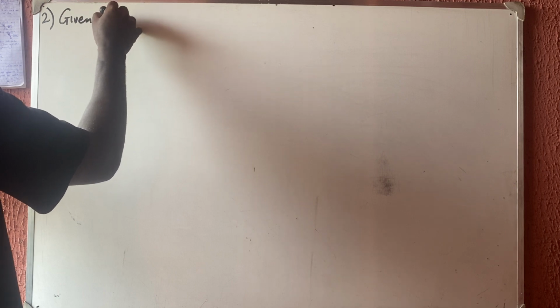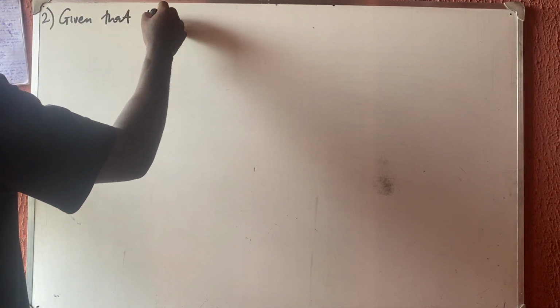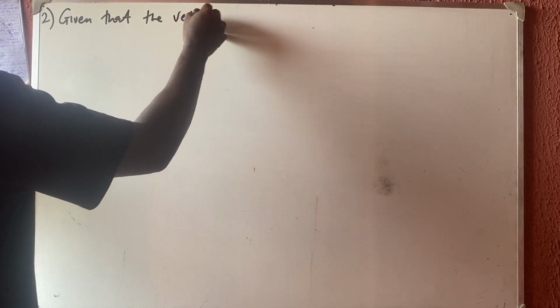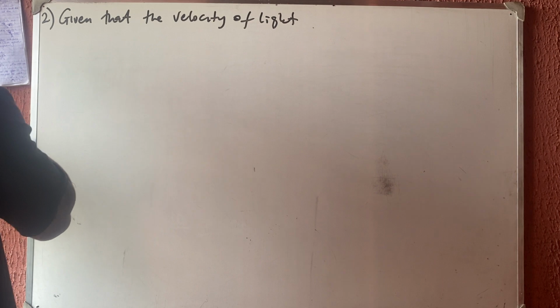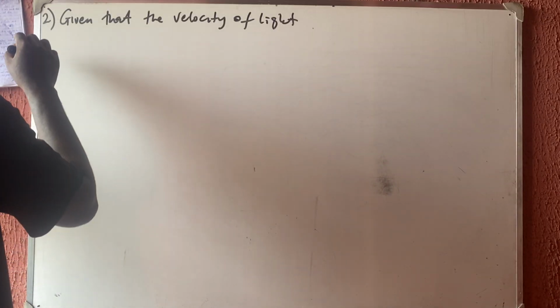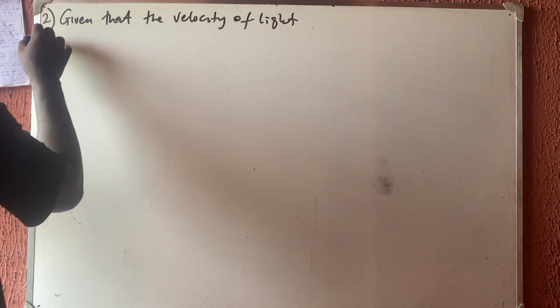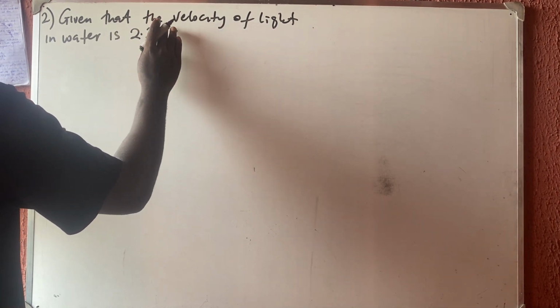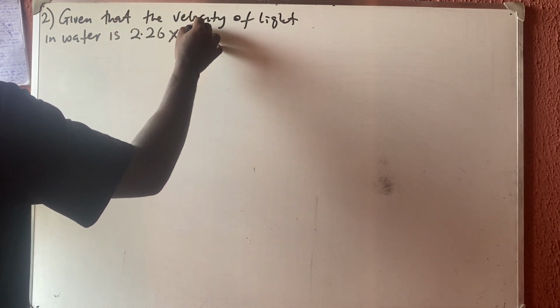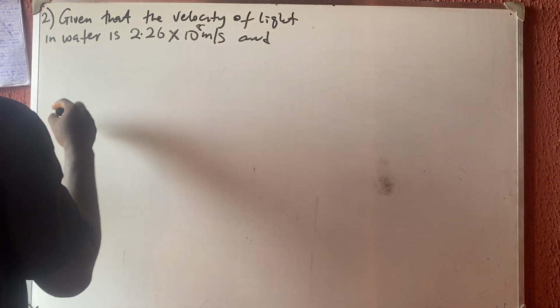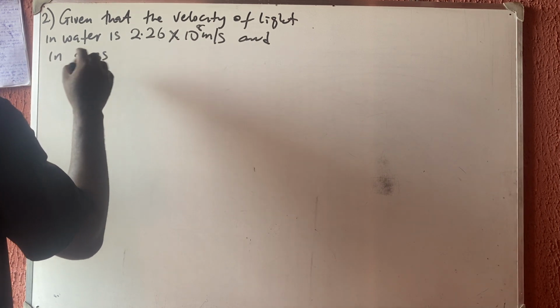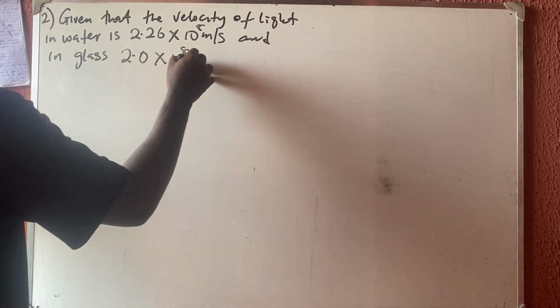And question number 2 here said, given that the velocity of light in water is 2.26 times 10 raised to power 8 meter per second, and in glass 2.0 times 10 raised to power 8 meter per second.